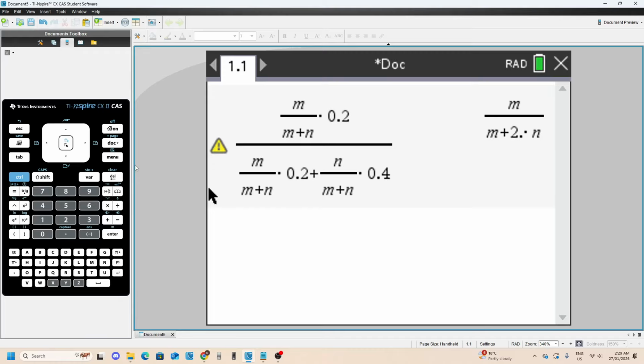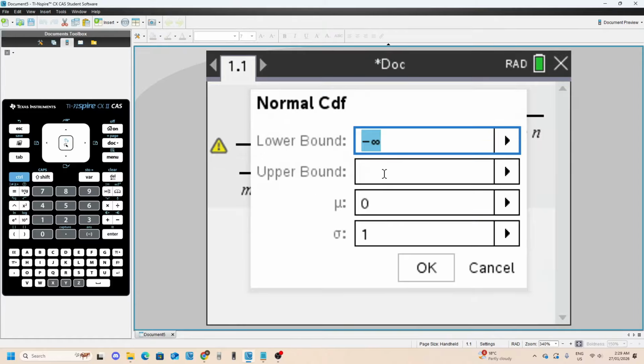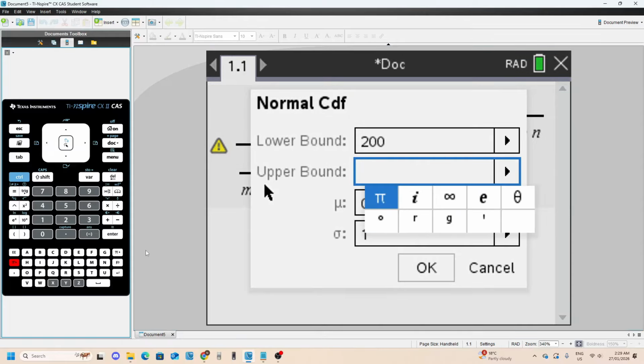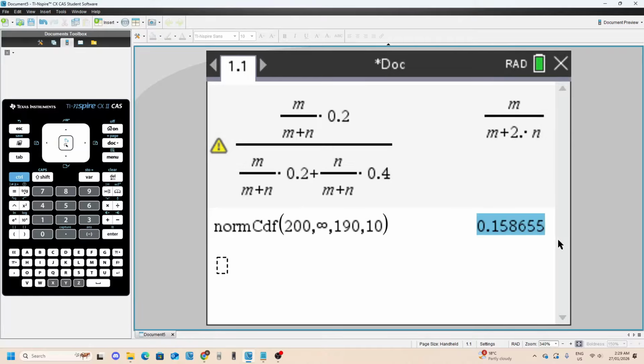So I'm going to go to menu, then probability distributions, and then normal CDF. We're going from 200 to infinity, of course, and we're going to try the first one. Mean is 190 and standard deviation 10. Enter. Guess what? That's not right, because we want 0.325. That is absolutely wrong. So A is easily wrong. You see how easy it is?